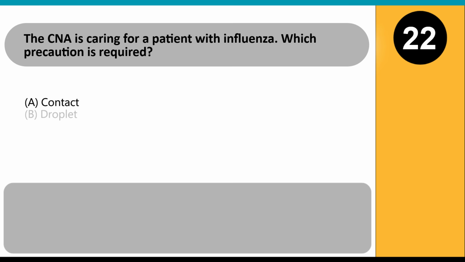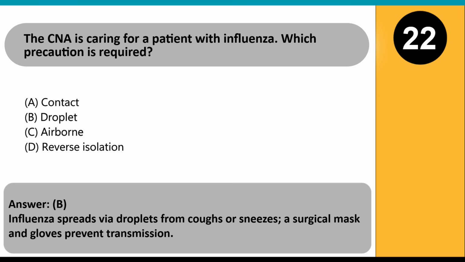The CNA is caring for a patient with influenza. Which precaution is required? A. Contact. B. Droplet. C. Airborne. D. Reverse isolation. Answer B. Influenza spreads via droplets from coughs or sneezes. A surgical mask and gloves prevent transmission.